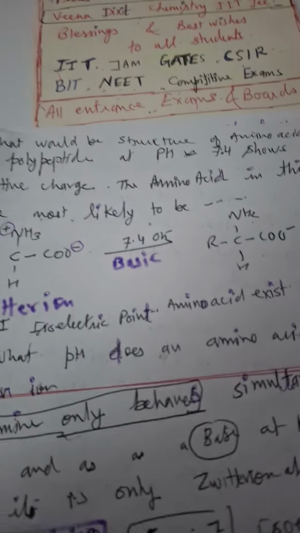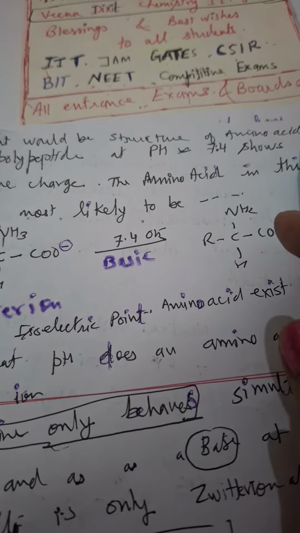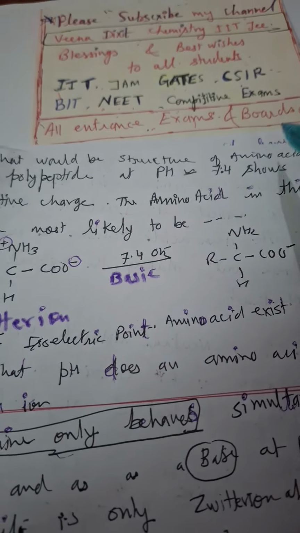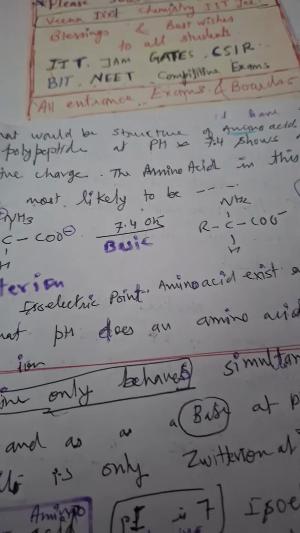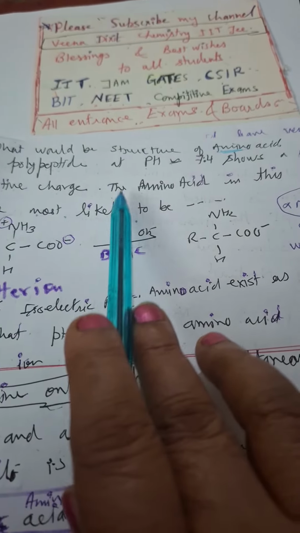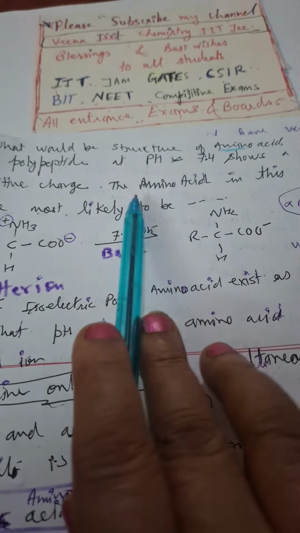What would be the structure of amino acid in a given peptide at pH 7.4? Structure of amino acid we have to see. And net positive charge, this is the last part, positive charge shown by the amino acid.